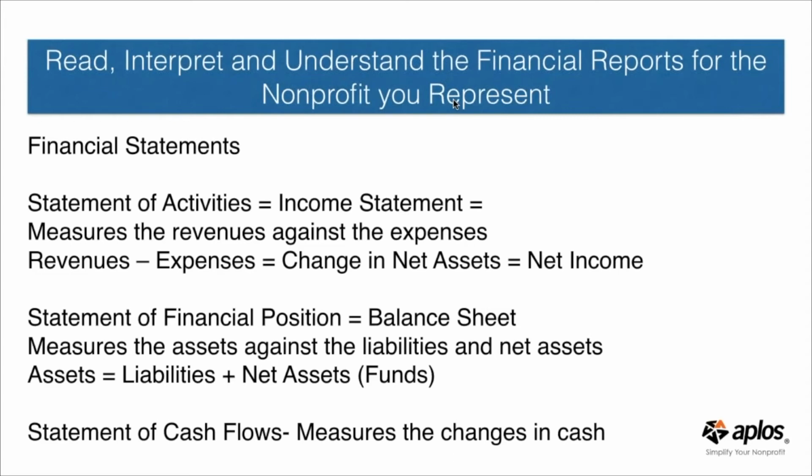Here at Aplos, we call it income and expenses because in the nonprofit world you're really tracking three things: your income, your expenses, and your designated funds. At the end of the day, it's how much you bring in against how much you spend. It is basic, but you'll be amazed how many board members don't really know what the statement of activities reflects. We're going to show you some samples in just a couple of minutes.